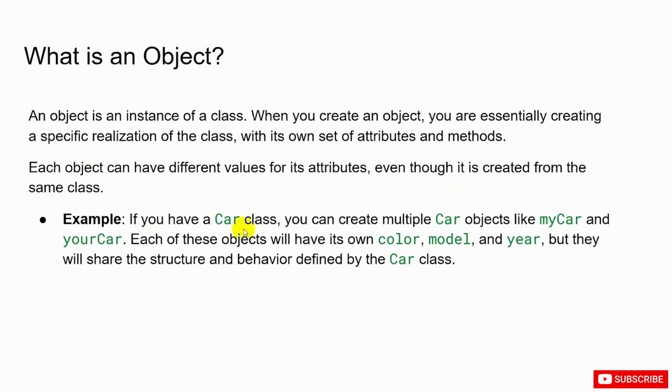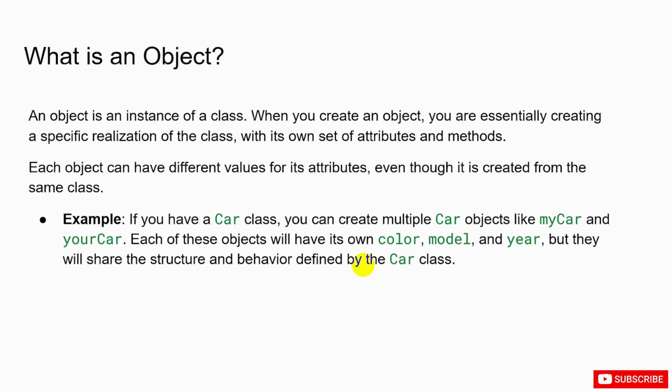You can draw a set created from the same class. So for example, if you have a car class, then you can create multiple car objects like my car and your car. And each of these objects will have its own color, model, and year. But they will share the structure and behavior defined by the car class. Okay? So in this session, I'm providing the example and I hope you properly understand these classes and objects.